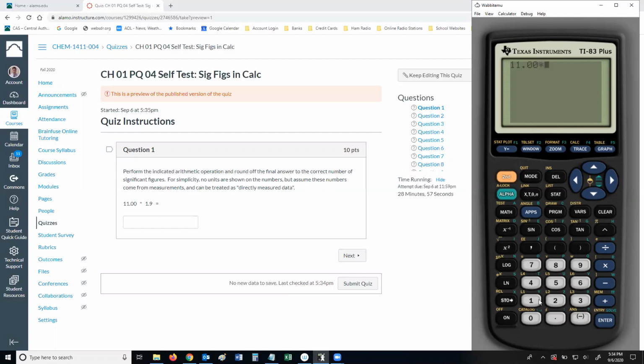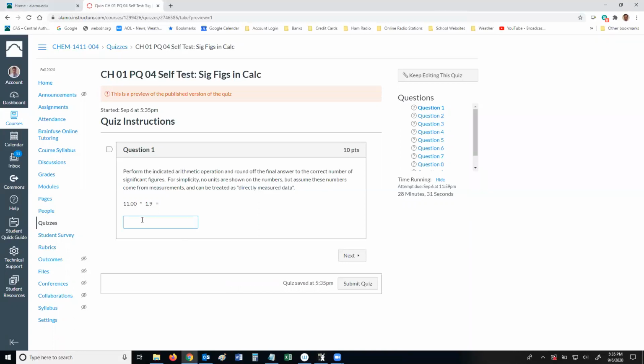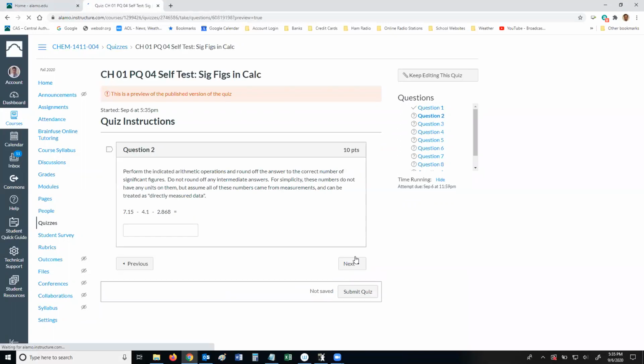11.00 times 1.9. And this gives me 20.9 on the calculator display. But calculators usually give too many significant figures. So we should not record the final answer as 20.9, which would imply 3 significant figures, but rather we will record it as 21, which has only 2 significant figures. So we'll say our answer is 21 and go to the next question.